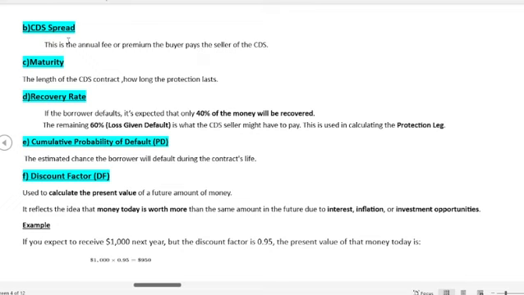Okay, what is CDS spread? CDS spread is the premium amount or the fee. Simply understand that the fee is paid by the buyer to the seller.